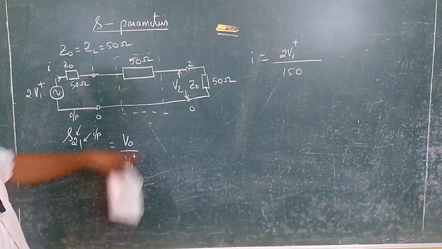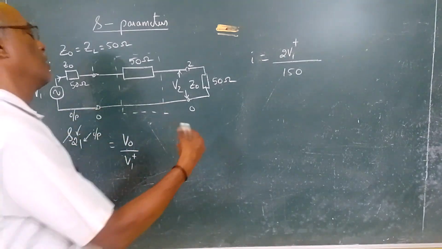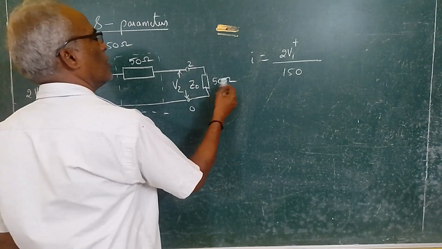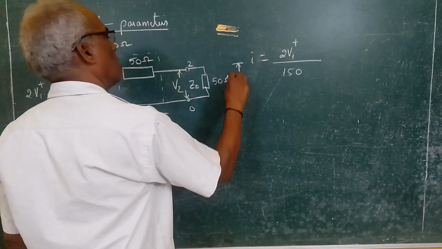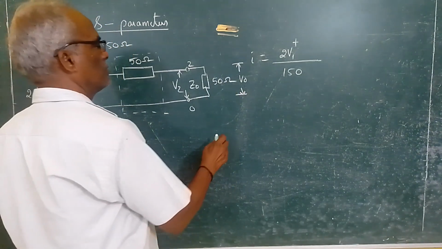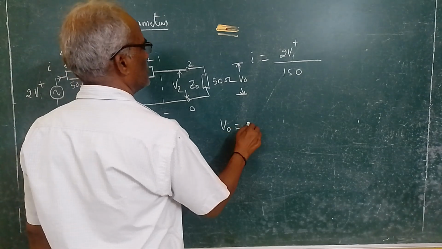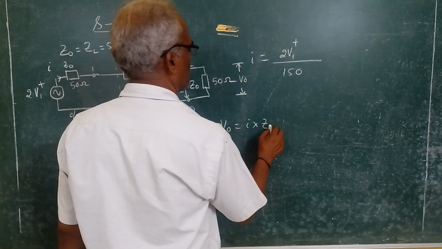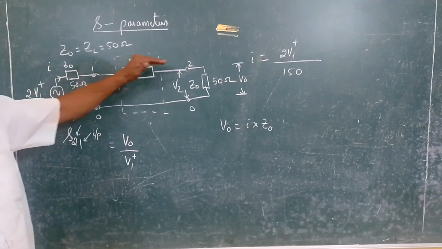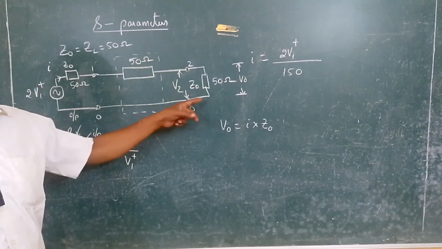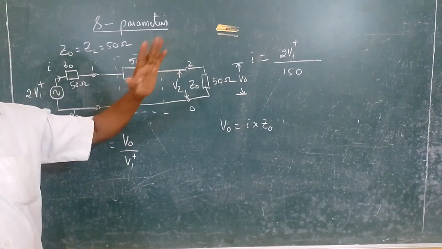Okay. So V2 or V out all are same. Now if you want V out, output voltage is equal to current into Z0. Because all these three components are in series, the current is the same, the current is not going to change.